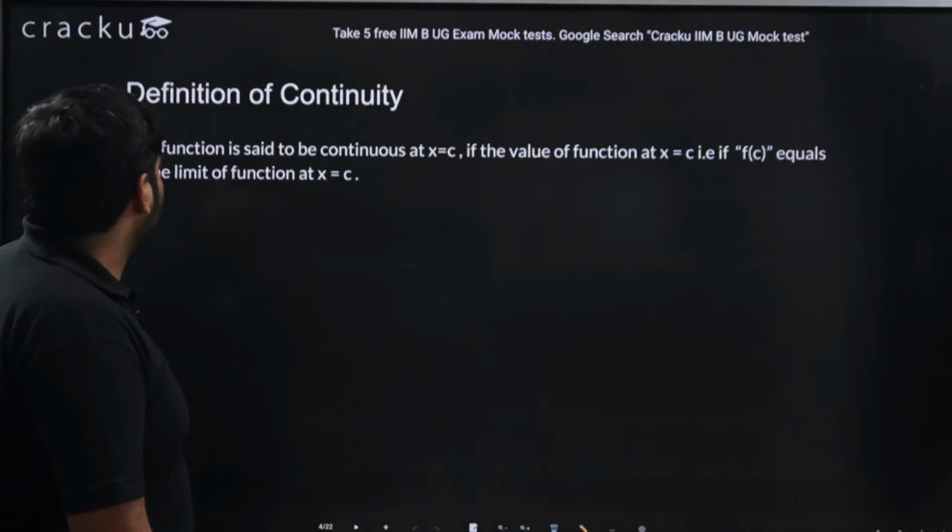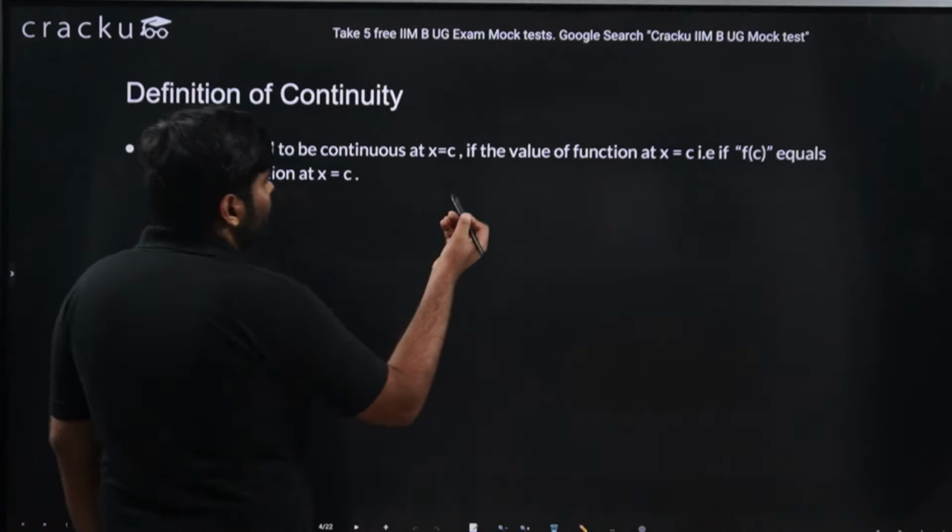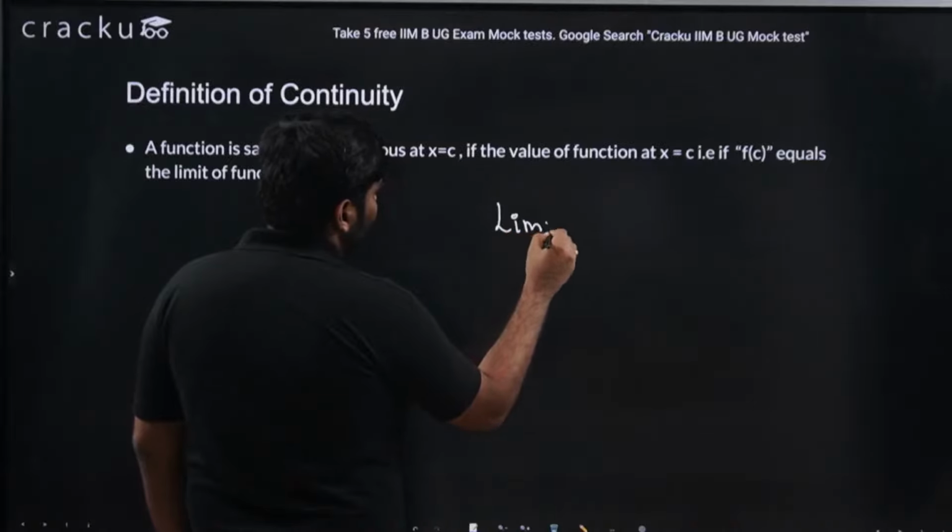Yesterday we discussed limits: left hand limit, right hand limit.